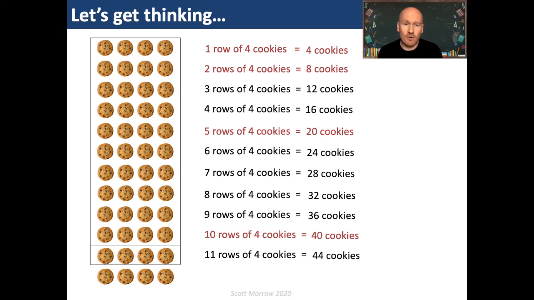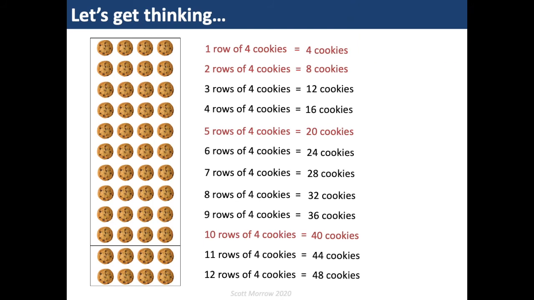And then for 12 rows, again, that's just 2 more rows than 10. So we've got the 10 rows plus the 2 rows. We've got 40 plus 8 to get 48. I do not need to go through that 4 at a time if I've forgotten it. I don't need to count up 4, 8, 12, 16, and so on, all the way up to 48.